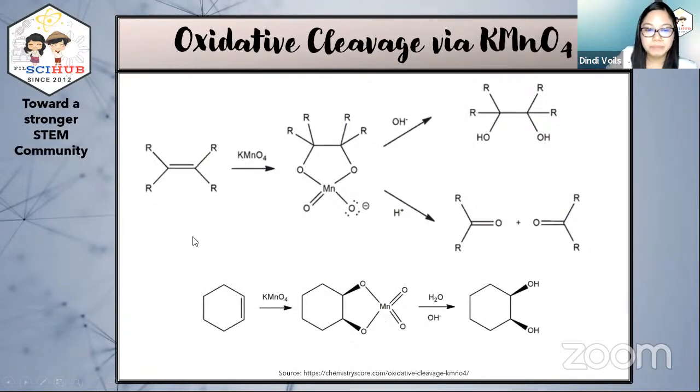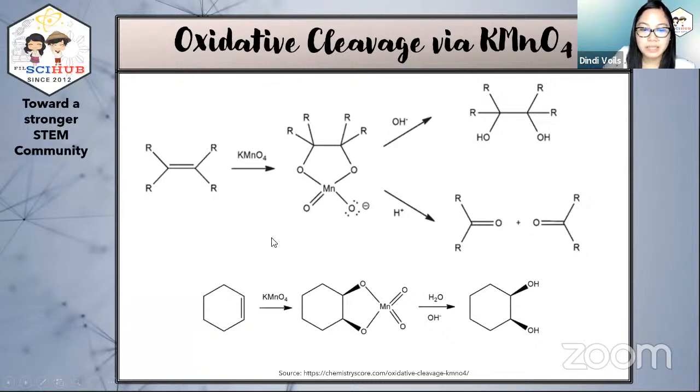And then lastly, you have the oxidative cleavage via potassium permanganate. So similarly, there are two pathways here. If it's a basic condition, then you form diols. Whereas if it's an acidic condition, you form two ketone groups, okay? And again, I'm saving the electron pushing for reaction mechanism. I'm just here to enumerate it.